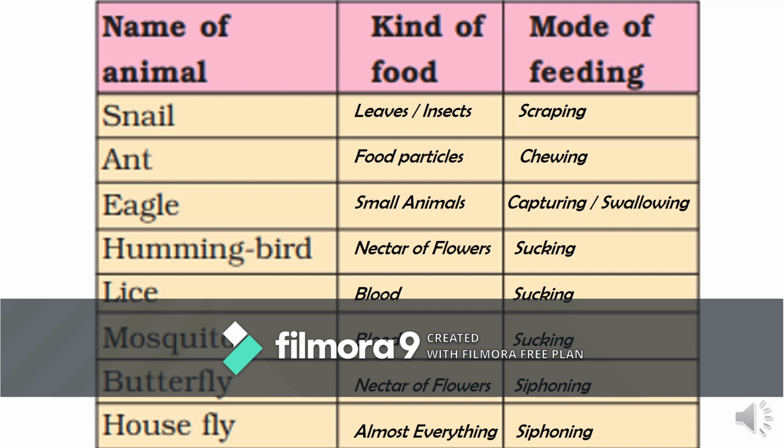Now, in this slide, we are going to learn about different modes of feeding. The type of food and mode of feeding of the following animals. First animal is snail. The kind of food is leaves or insects. Mode of feeding, scraping, and food particles, chewing. Eagle, small animals, capturing or swallowing. Hummingbird and butterfly, both the kind of food is nectar of flowers, and hummingbird by sucking and butterfly by siphoning. Next is lice and mosquito, same blood and mode of feeding, sucking. And housefly eats almost everything, like milk, rotten fruits, vegetables, etc. And the mode of feeding is siphoning.